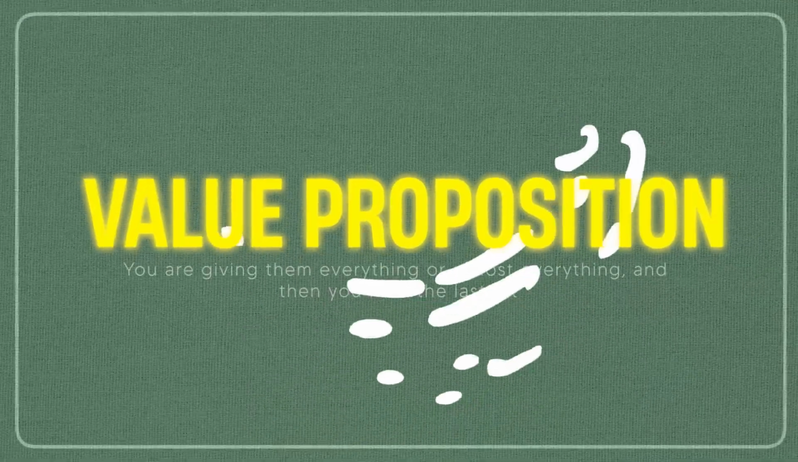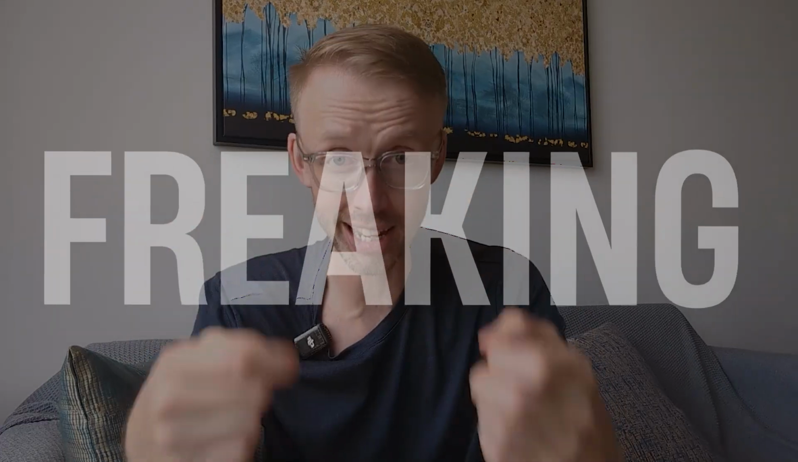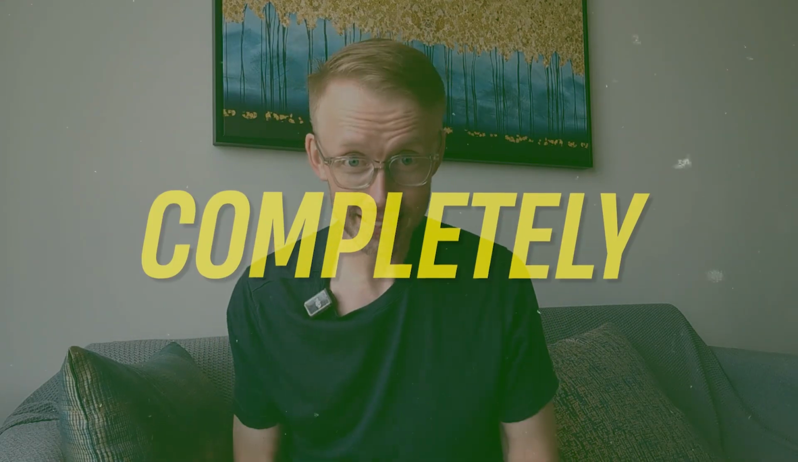But imagine if you were to give them three quarters of everything you have in that lead magnet before they opt in, okay? It's a value proposition. You are giving them everything or almost everything, and then you hide the last bit, because that means that even if they don't opt into your email list, they're still reading your content. They're seeing your brand, they're seeing your name, they're hearing you, seeing you, okay? And that means that if you go above and beyond to make your content awesome, when they come to the bottom of that lead magnet and they see, this is actually really good, I want to keep reading, that means that they're sold on you completely and wholeheartedly.